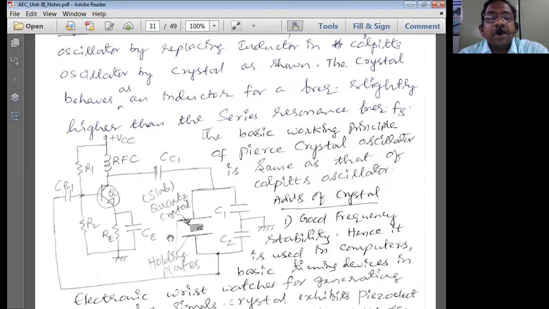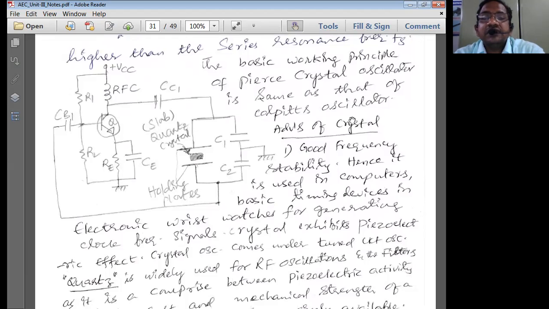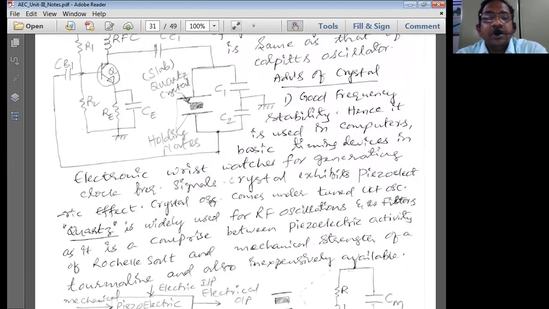Here the crystal behaves as an inductor for a frequency slightly higher than the series resonant frequency of the circuit. So the basic working of the Pierce crystal oscillator is the same as that of the Colpitts oscillator. Now, why do we use a crystal? To achieve good frequency stability, we normally use crystals. That is the advantage.